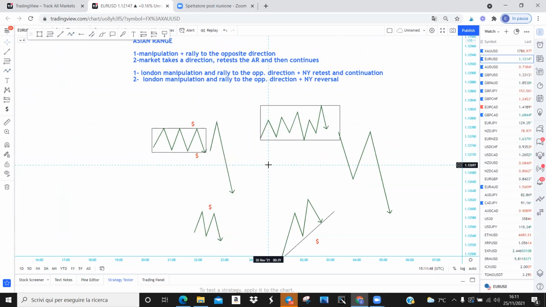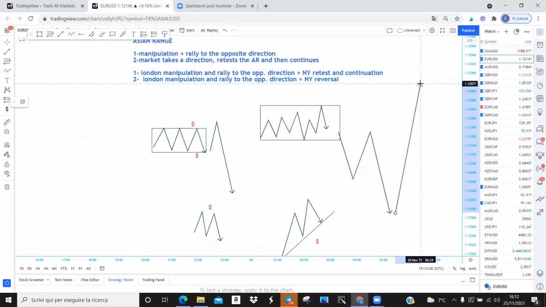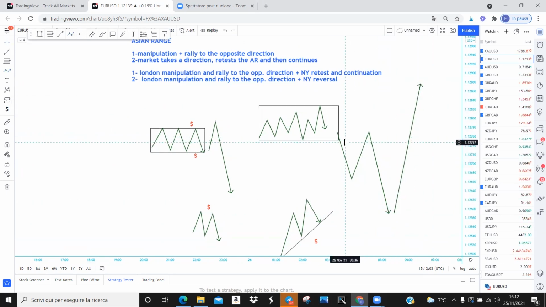Of course, there can be other variables where you have London taking a direction and retesting and continuing, and then New York actually reversing and finally continuing to the upside. But this all depends on higher time frames direction, supply and demand areas, and liquidity areas. Keep in mind, this is just for an extra understanding of the market. Okay, so let's delete all of these things.